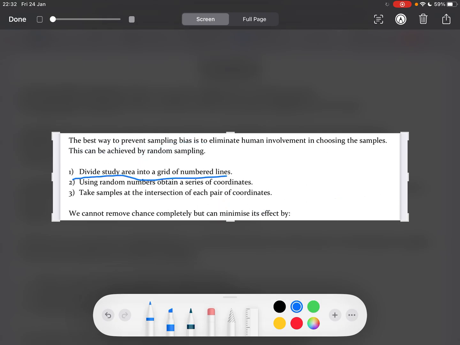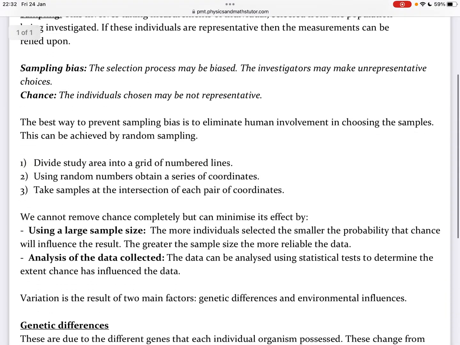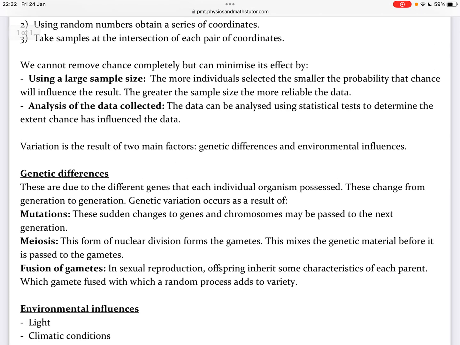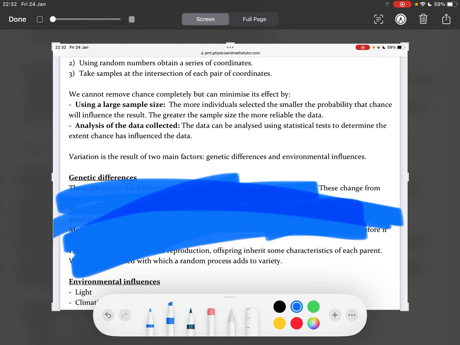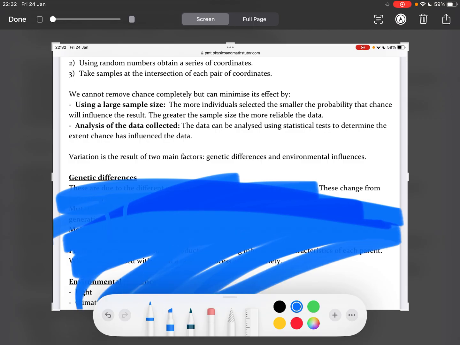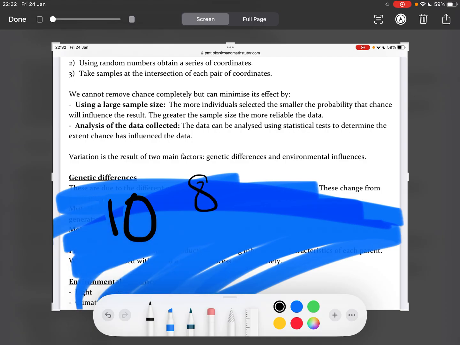Divide the study area into a grid of number lines, then use the random numbers, obtain a series of coordinates, take samples at the intersection of each pair of the coordinates. We cannot remove chance completely, but can minimize its effects. How can that happen? Basically by using a large sample size. For example, the guy of the restaurant. Okay, I'm not biased, but I went and asked 10 people. Those 10 people, basically 8 of them were friends, and 8 of them, for example, were biased to each other, or one of them liked the restaurant and they didn't want him to feel like, oh no.